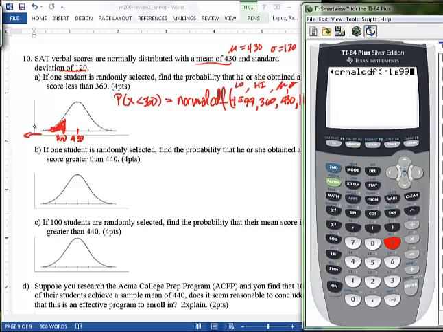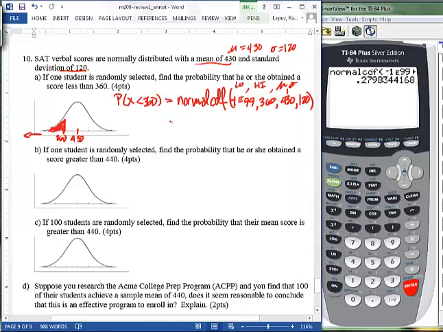That's way less than 0, and that's what we're looking for. Okay, now we put a comma, and then just our regular numbers, 360, and the mean 430, and then a standard deviation 120. Close parentheses and get our normal CDF value, which is 0.2798. It would really be good for me to see this normal CDF notation to let me know what you're using in your calculator.